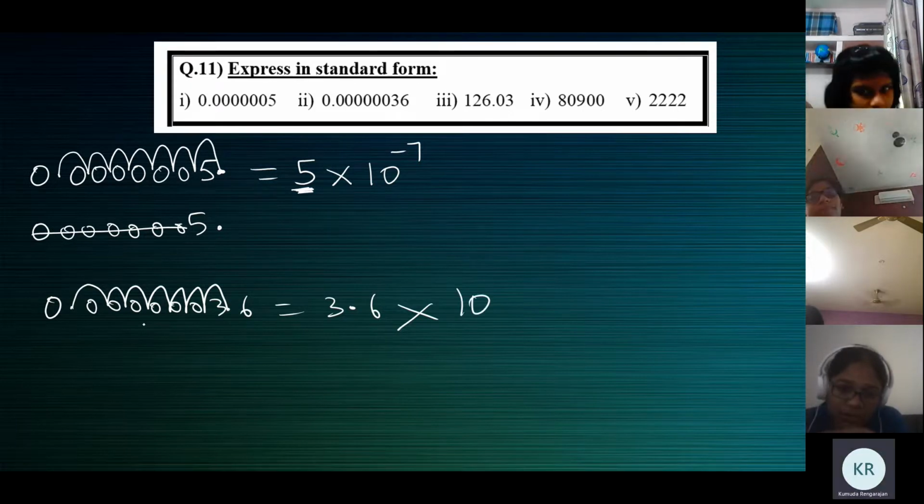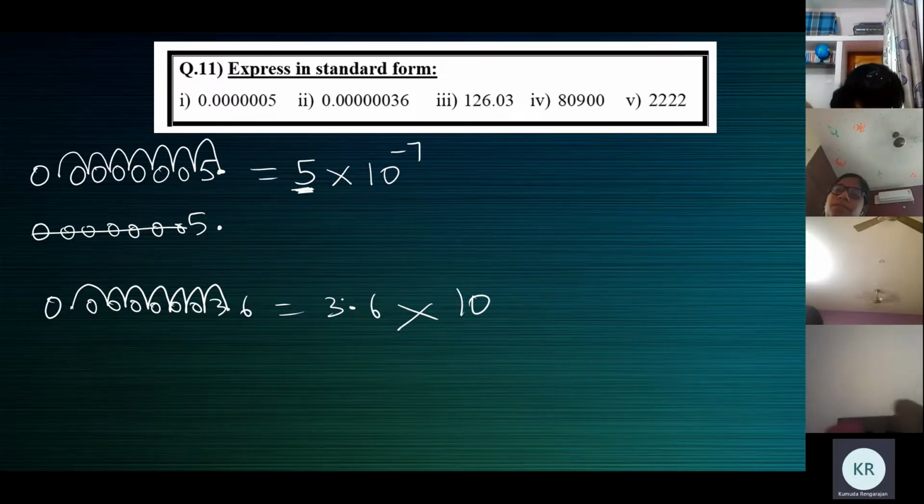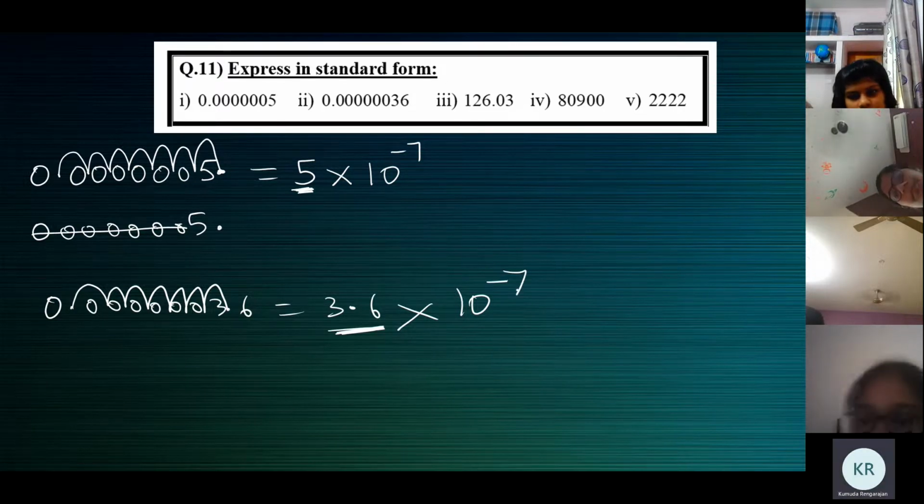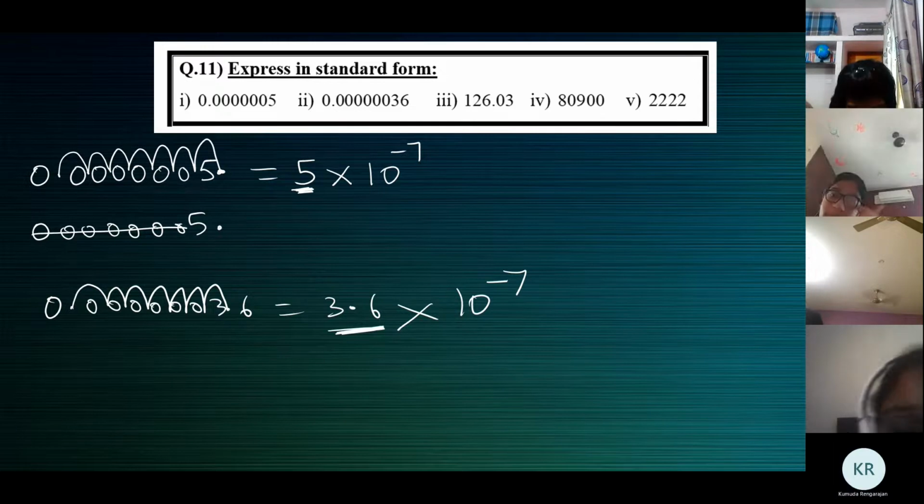You have increased the value of the given number. So you should raise 10 to a negative power. By how many places did we shift the decimal point? By 7 places, ma'am. 7 places. So we should raise 10 to a negative power, 7. That's all, children. This is the idea.